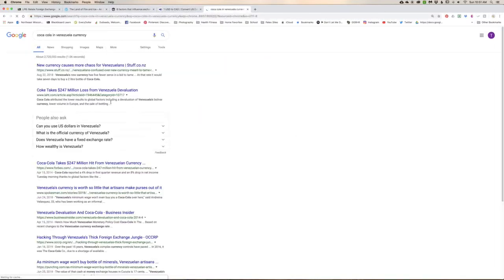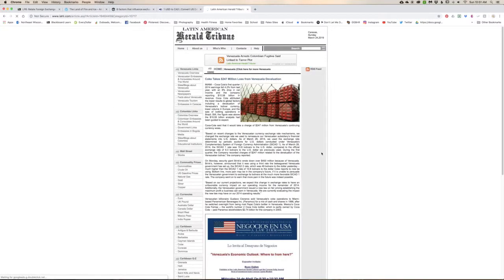There's an article about Coca-Cola and, yes, in Venezuela. And Venezuela's currency, of course, has just been ridiculous, and this has been going on for a while. So this probably was several years ago. Oh, this says March 24th, 2019, but this actually happened a couple of years ago as well. But Coke takes a $247 million loss from the Venezuelan currency. So in 2014 is when it happened. So I knew it was a few years ago.